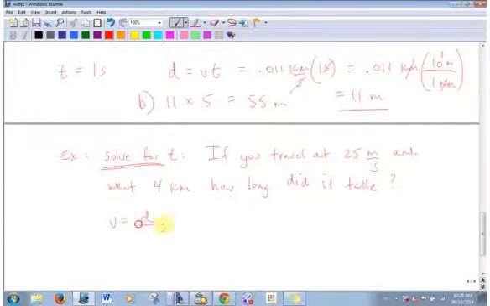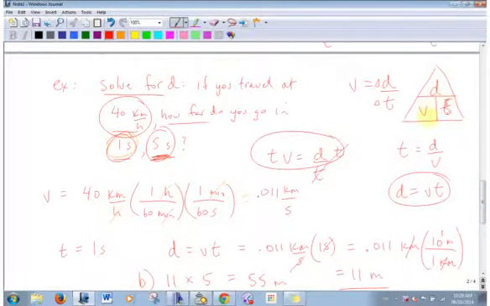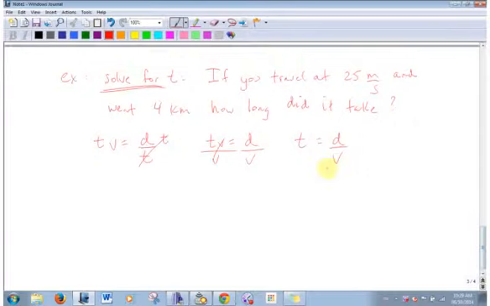Here's my formula. Okay, I got to solve this thing for T. So let's put T on both sides. T divided by T is gone. I got TV equals D. But I want T by itself. So how do I get rid of V? Divide it away. And here's my formula in terms of time. Okay? If you like the triangle thing, cover up T, that's D divided by V. This one's a little harder to figure out with units because I got meters divided by seconds. Trust me, it's seconds, okay?